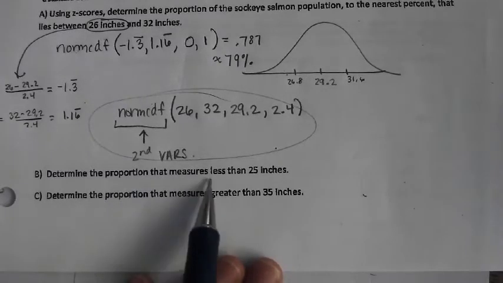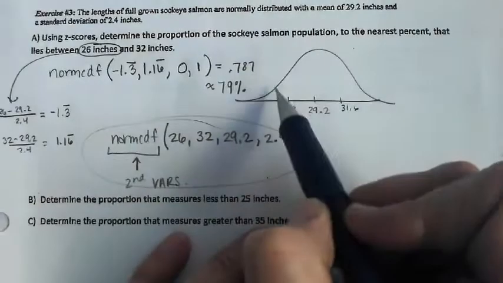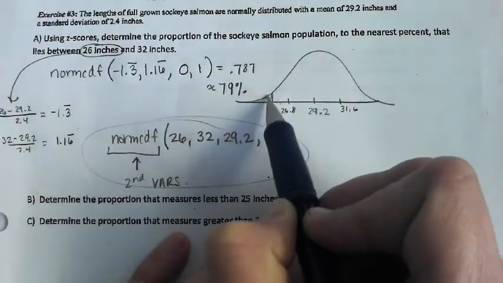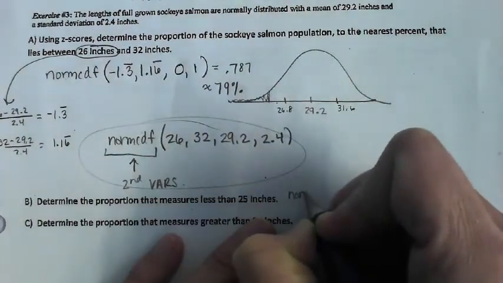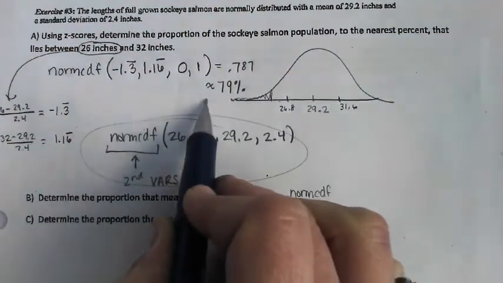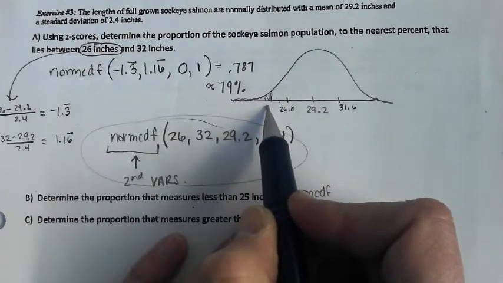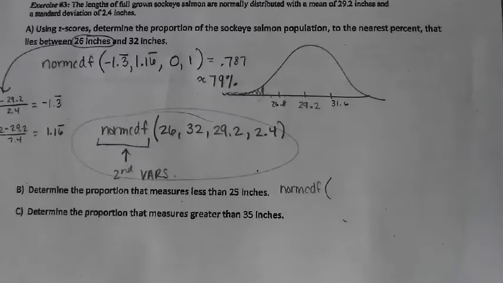Determine the proportion that measures less than 25. Now that's interesting. If I look at this chart that I sketched, less than 25 is anything here or below. So in a case like that, you really want anything from negative infinity up until 25. You follow? You have to give the calculator a low end, though. You can't say from as low as possible up until 25.